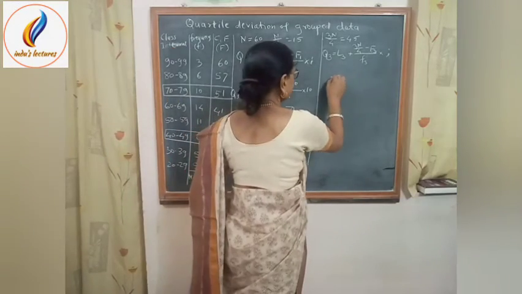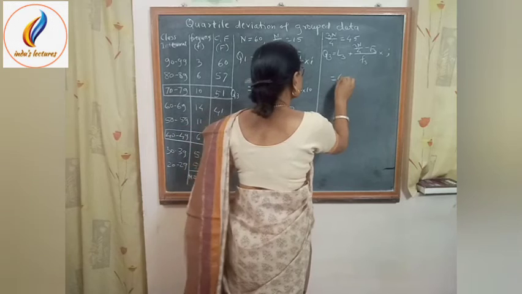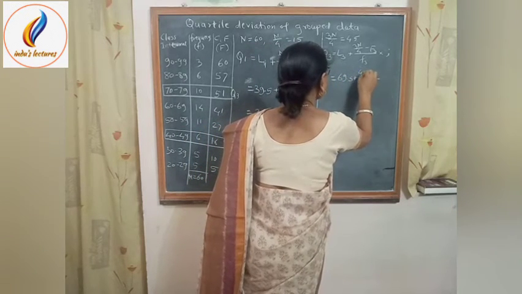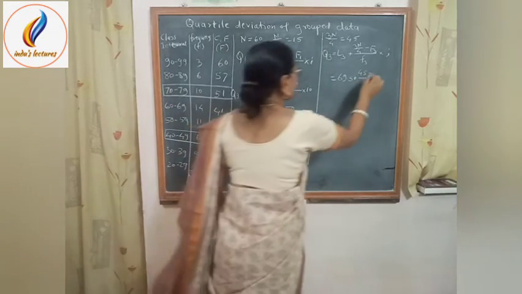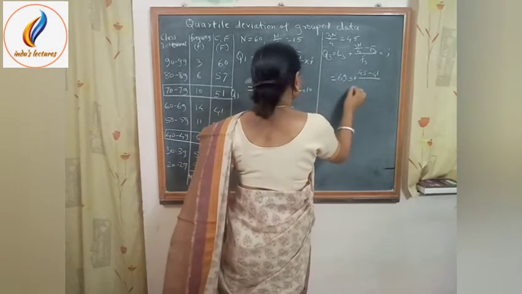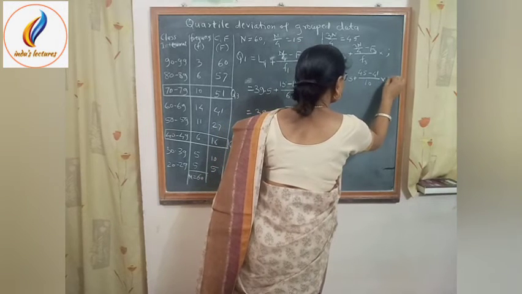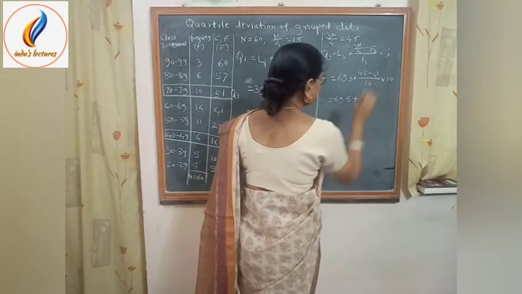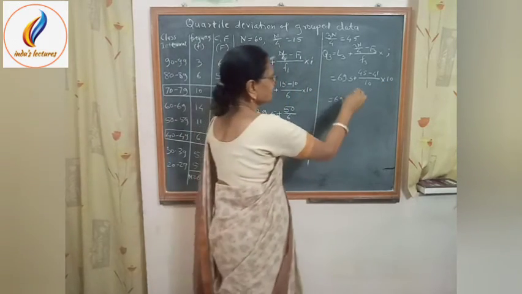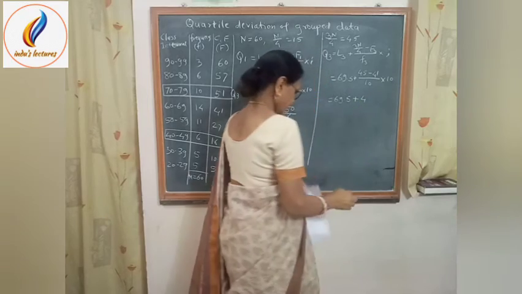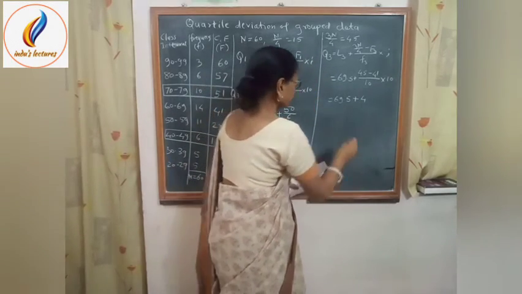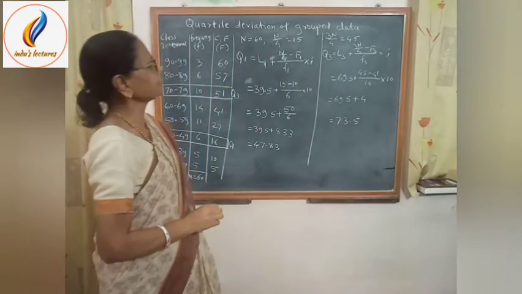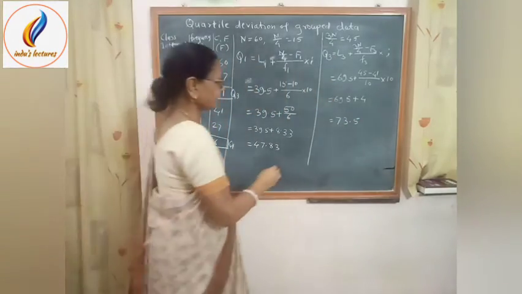So by putting the values we get 69.5 plus (45 minus 41) divided by 10 into 10, which is equal to 69.5 plus, the 10s we can cancel, and 45 minus 41 means 4. So which is equal to 73.5.